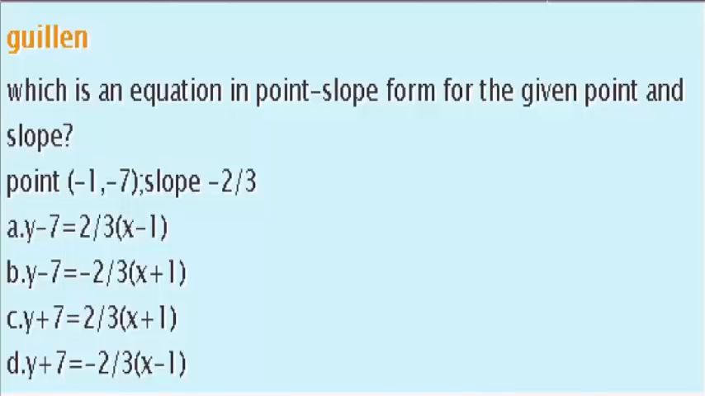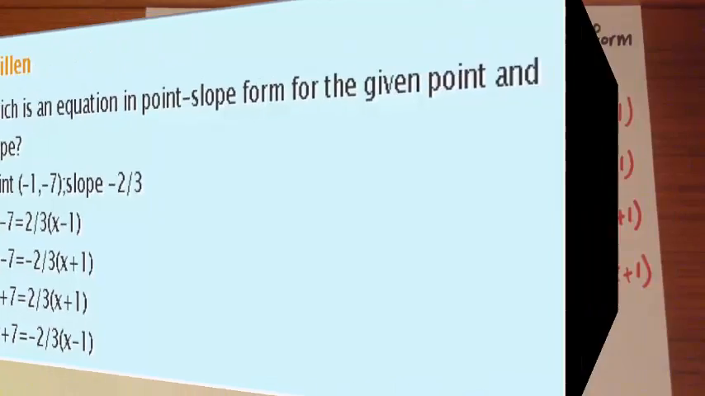It says, which is an equation in point-slope form? That's a big hint right there for the given point and slope. So we have our point sitting at (-1, -7), and then we have our slope to be -2/3, and then we have our options here. A: y minus 7 equals 2/3 times x minus 1. B: y minus 7 equals -2/3 times x plus 1. C: y plus 7 equals 2/3 times x plus 1. And then D: y plus 7 equals -2/3 times x plus 1, finally.